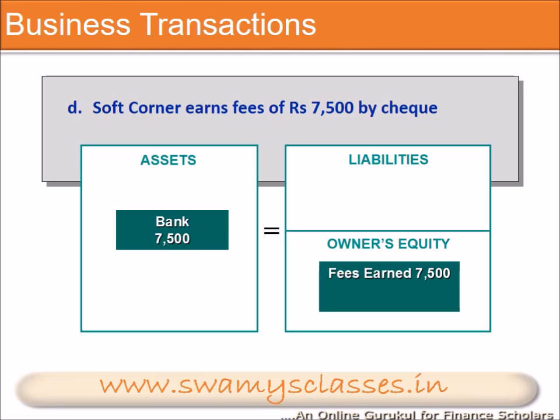You can find owner's equity going up in the name of fees earned. If you remember the accounting equation module we saw, any income will increase the owner's equity and any expense will bring down the owner's equity. So again you find your accounting equation getting matched.